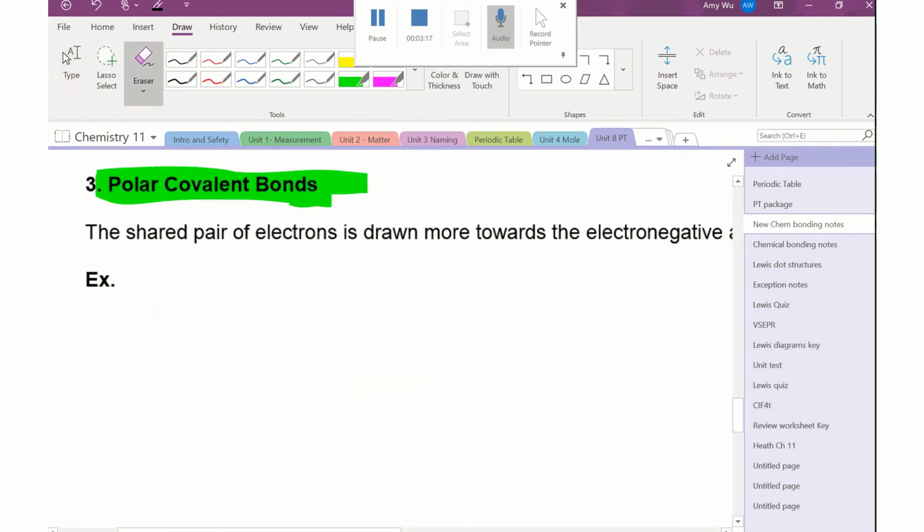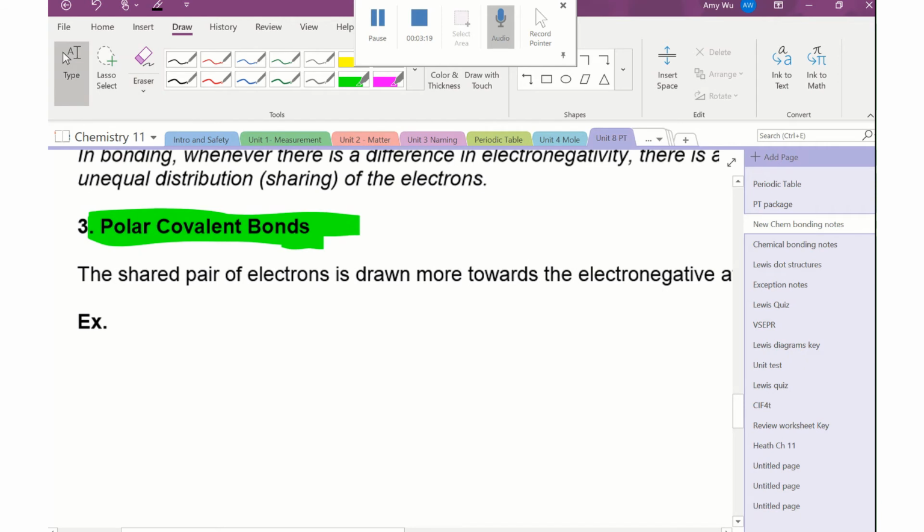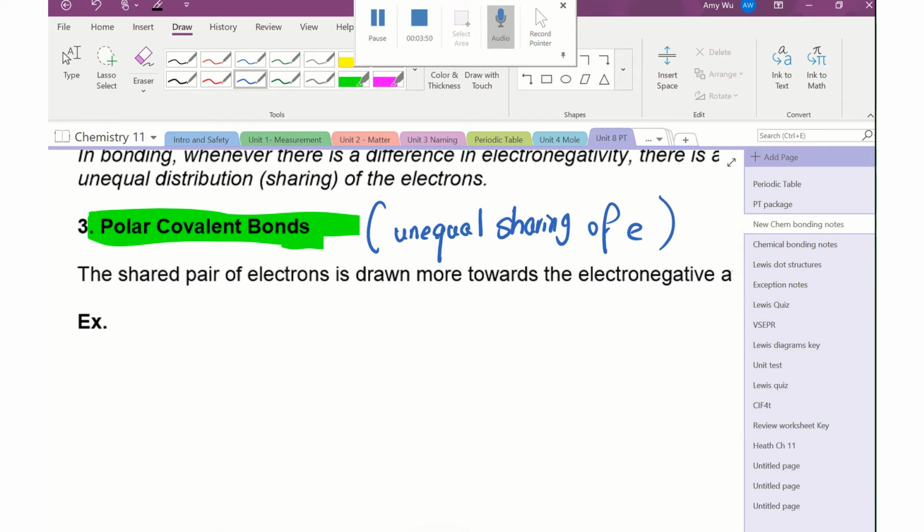Because the next bonding that we're going to talk about, called polar covalent bond, you need to know what electronegativity is. So it's a covalent bond still, which means they are still sharing. But polar, I'm going to explain what this means. Basically, it means there's an unequal sharing of electrons. They're still sharing one, two, or three pairs of electrons, but the sharing is unequal.